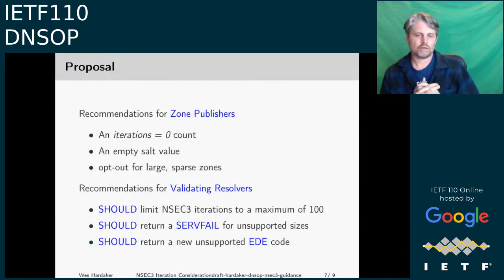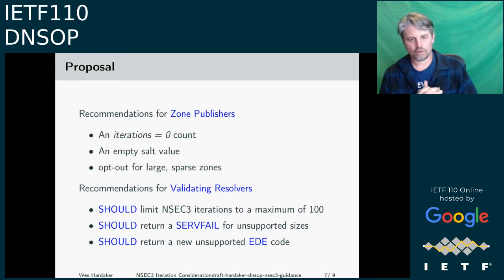So the proposal that we put into this document is a couple of things. One, we have recommendations for zone publishers, with an iterations count of 0 being the recommended value, which really means 1 hash, so there's no additional hashing that goes on. So 0 does not mean 0. It really means 1. We recommend an empty salt value. If you're not going to rotate your salts, then don't use one. It just really doesn't help you. If you're going to rotate your salts, then feel free to go ahead and use one. And then again, opt-out should really be for large sparse zones. That's not terribly new, but we leave it in there as a recommendation for when you should turn on that bit.